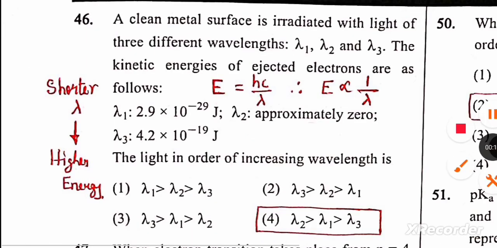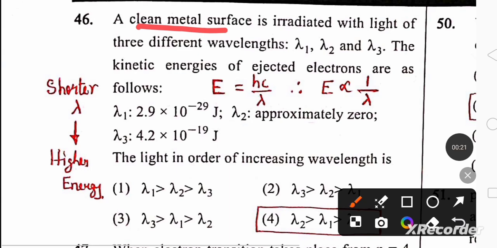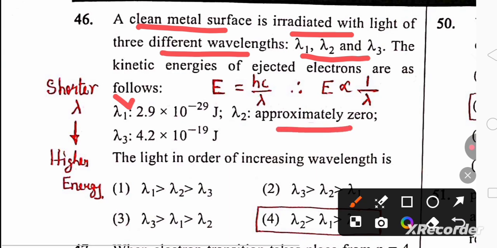So we have first question here. A clean metal surface is irradiated with light of three different wavelengths, lambda 1, lambda 2 and lambda 3. The kinetic energies of ejected electrons are as follows. Lambda 1: 2.9 × 10^-19 joules. Lambda 2 is approximately 0 and lambda 3 is 4.2 × 10^-19 joules.